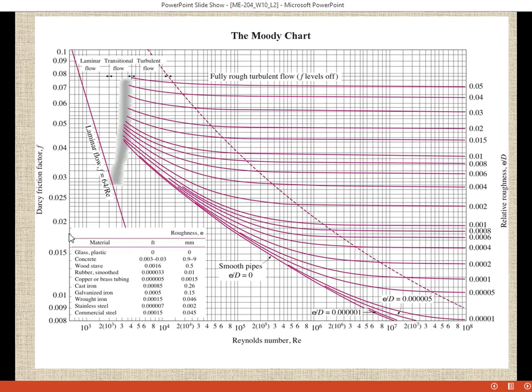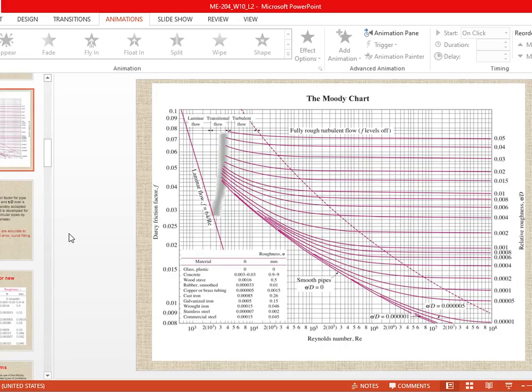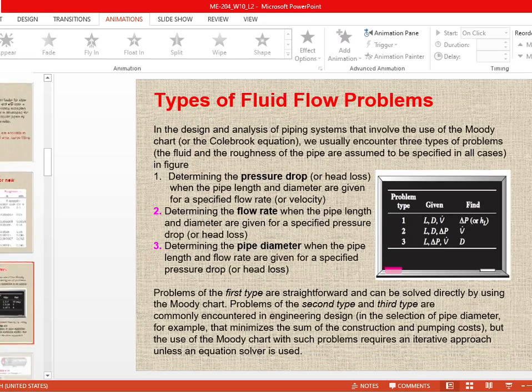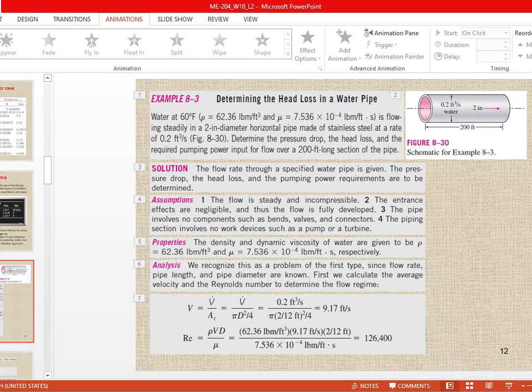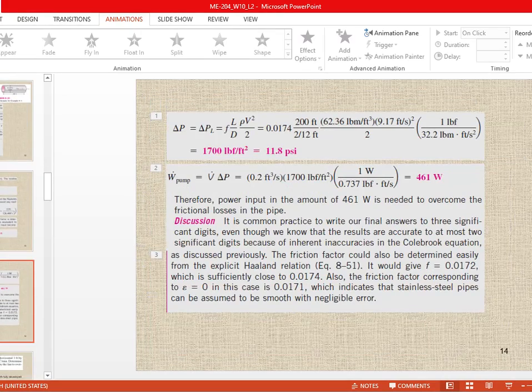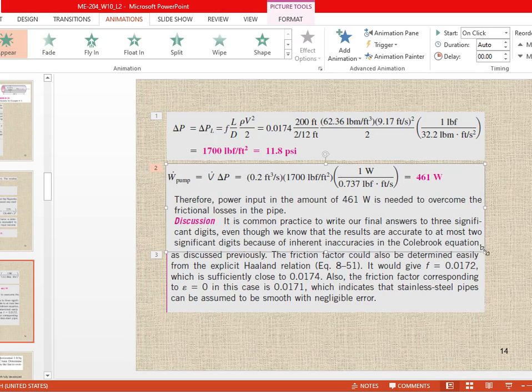So I think it is clear to you now how to calculate the Darcy friction factor by using the Moody chart and by using the Colebrook equation. Here, this is the equation we have.